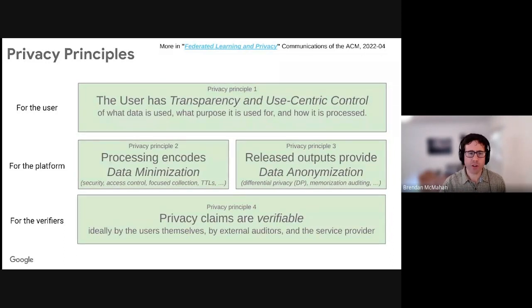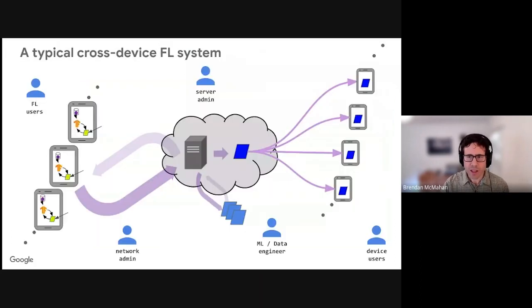And then the fourth principle is that trust is really fundamental to privacy. And so the goal of the fourth principle is that nobody should have to take privacy claims on blind faith. Ideally, all of the stakeholders should be able to verify and understand the privacy approaches taken in a particular system. And I do think it's really useful to think about a concrete cross-device FL system, for example, as we expand on another set of facets of privacy in particular.